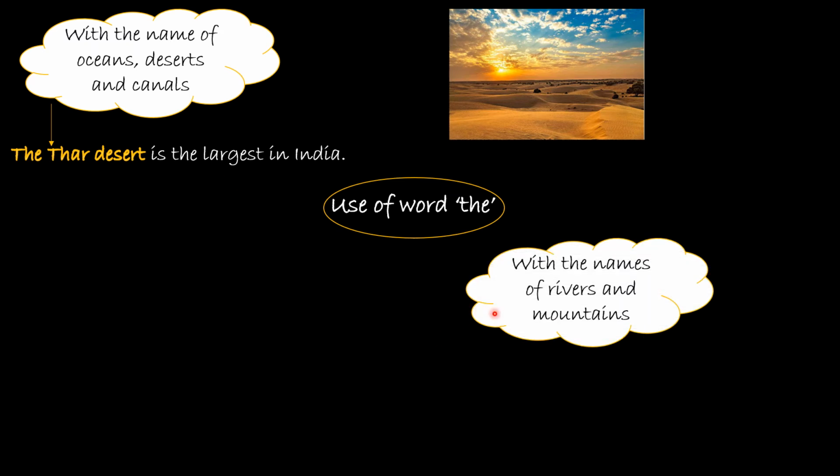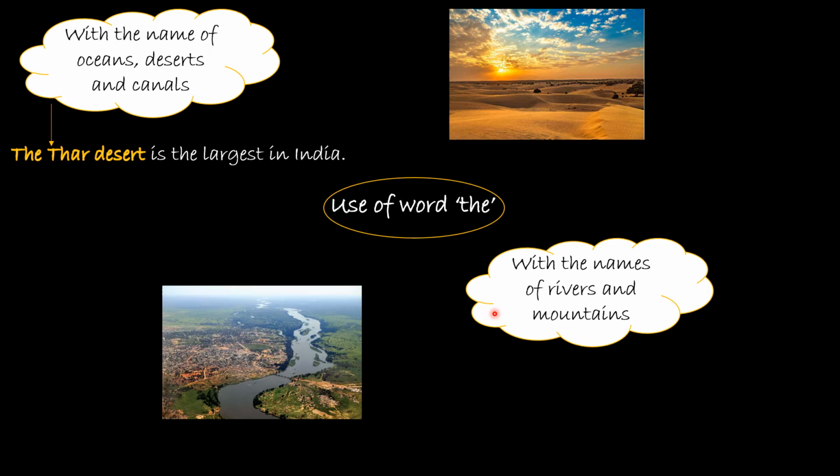With the names of rivers and mountains. The river Nile is the longest river in the world. Now again here, Nile is the name of the river. That's why we have used the. And here again, longest is the superlative degree of adjectives. That's why we have written the here.